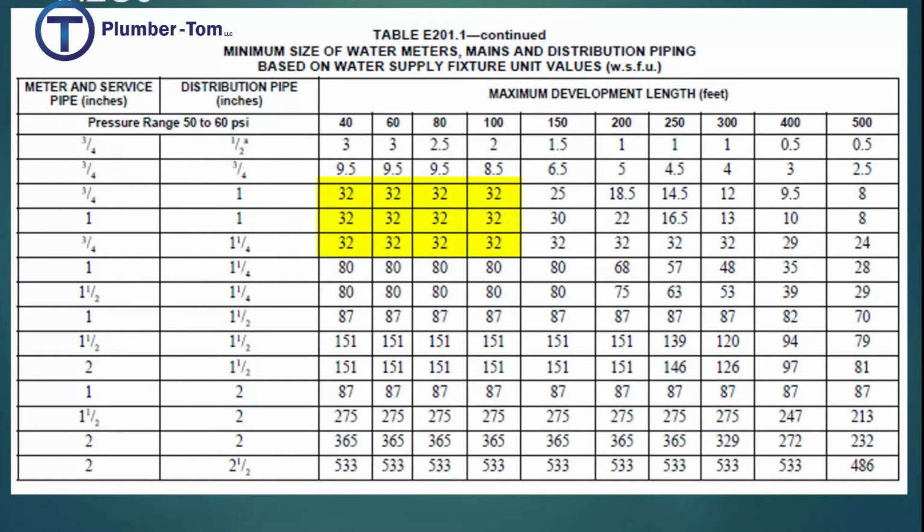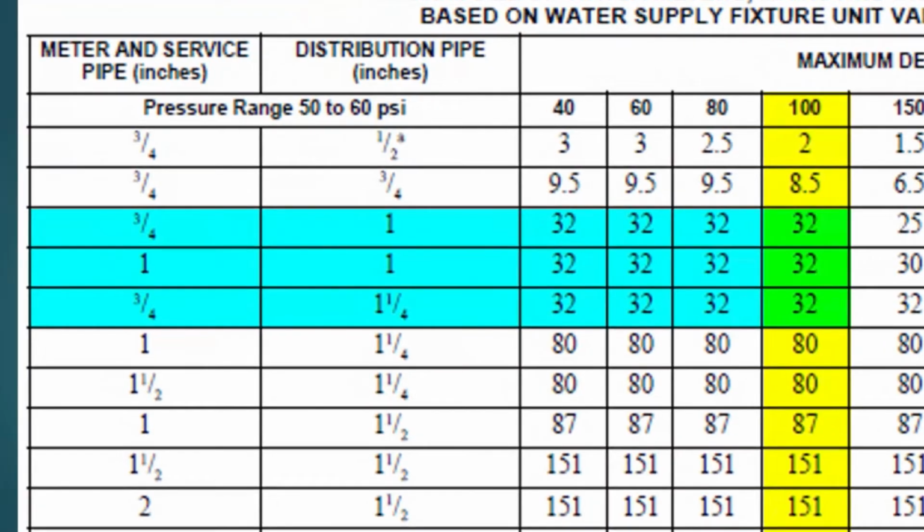Now you may notice that some of these numbers are the same. Look at this series of 32s. There's a whole bunch of them. If I have 32 water supply fixture units or less, there's a lot of range here. In that 100 column, if I go back to the left, I could use a 3/4 inch service pipe and have a 1-inch distribution pipe. I could also use a 1-inch service pipe with a 1-inch distribution pipe, or it could also work with a 3/4 inch service pipe and a 1 1/4 inch distribution pipe. What I'm saying is that this does present a number of options for pipe sizes.